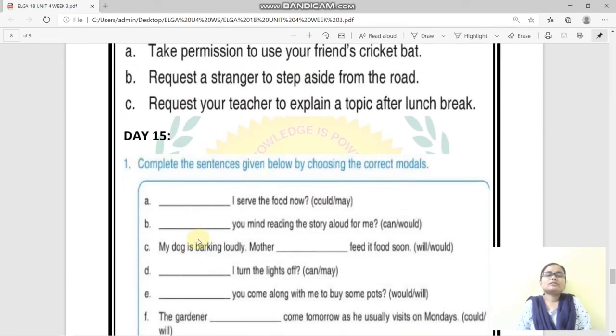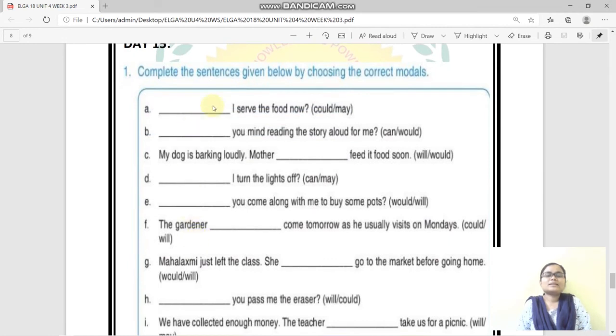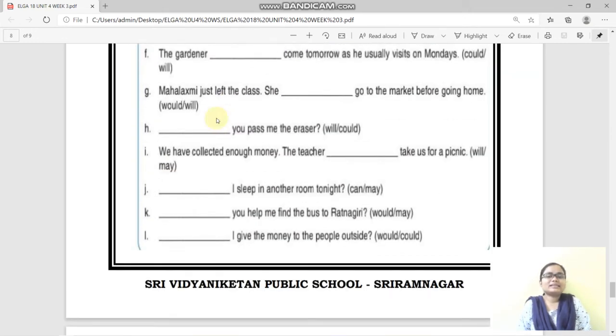So now let's move towards day 15. Complete the sentences given below by choosing the correct modals. So you can see here a few sentences given for you all. So you are supposed to complete them. So dash I serve the food now. In the bracket you can see two modals are given for you all. Could, may. Among these two, which do you think is the correct modal? You are supposed to write in the given blank, children. Similarly, complete all the sentences.